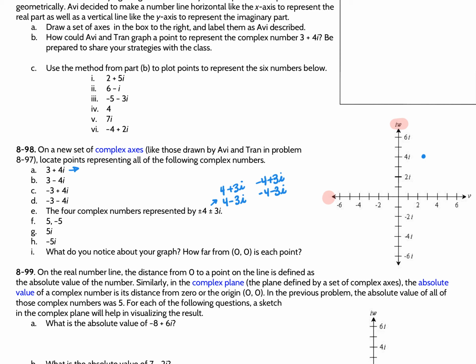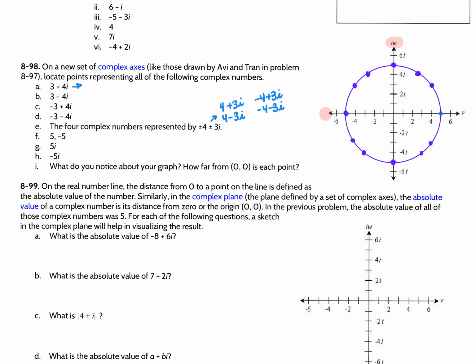And then make sure you recognize that this is two different numbers here. This is 5 and then negative 5. Okay, so go ahead and graph all, I don't know how many of those are, 16 points, and then come back, and I think it's actually 12. Come back and let's talk about what you're seeing.